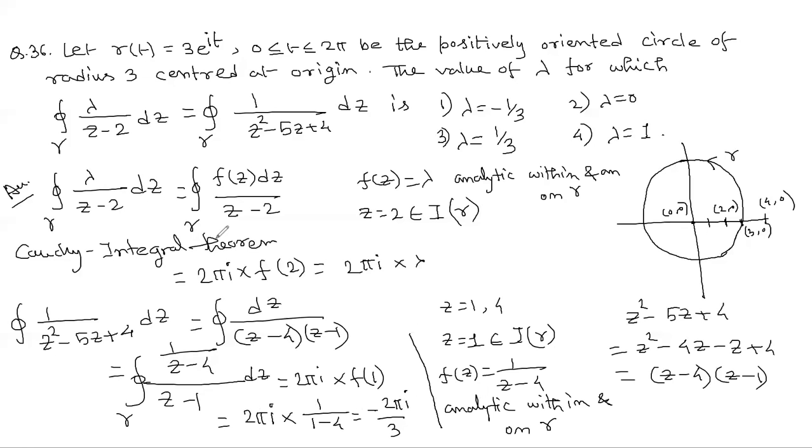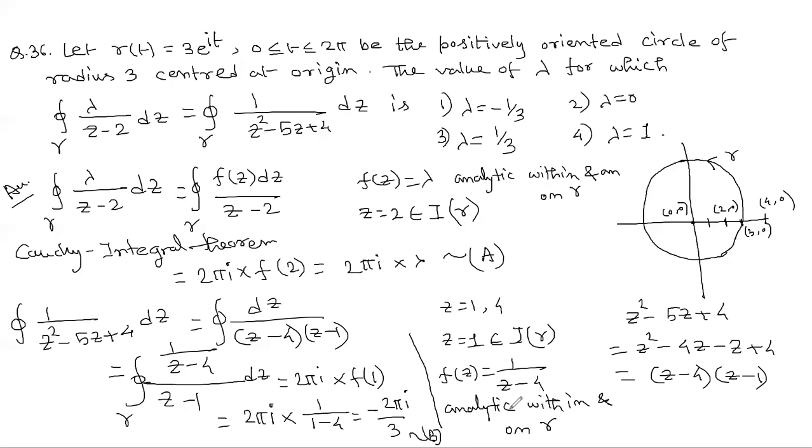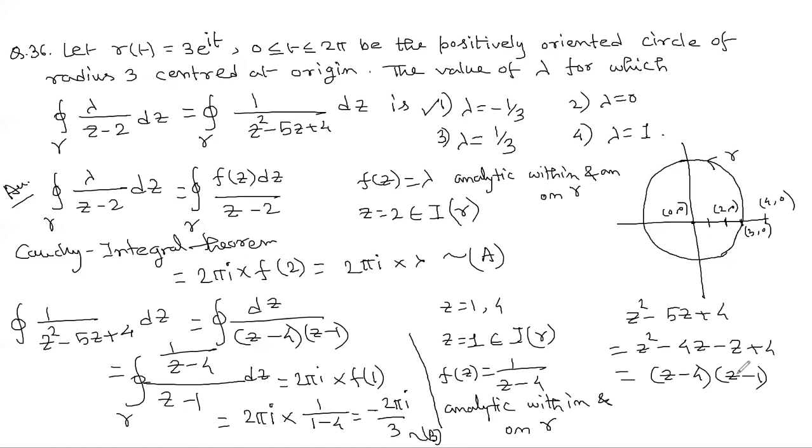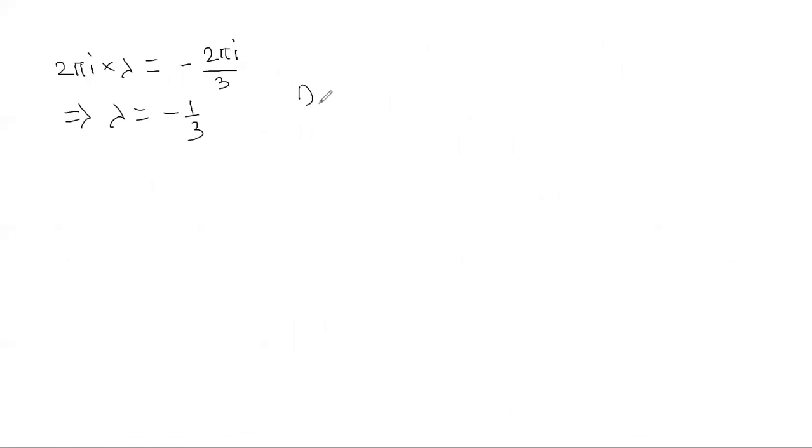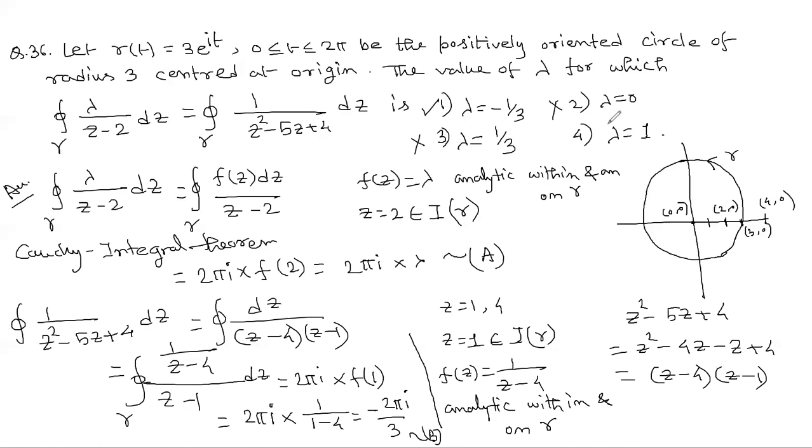So now if we equate these two values, from A and B we are getting 2 pi i lambda is equal to minus 2 pi i by 3. So lambda is equal to minus 1 by 3. So the first option is correct. The rest of the options are incorrect.